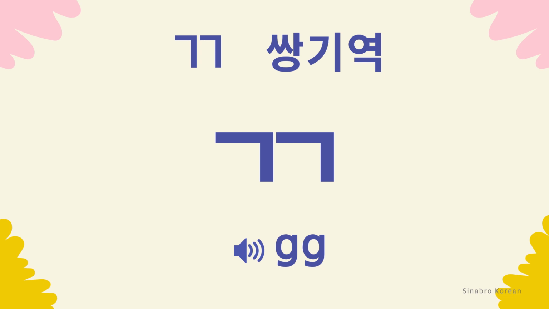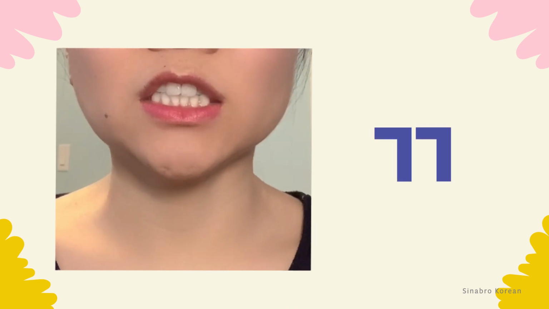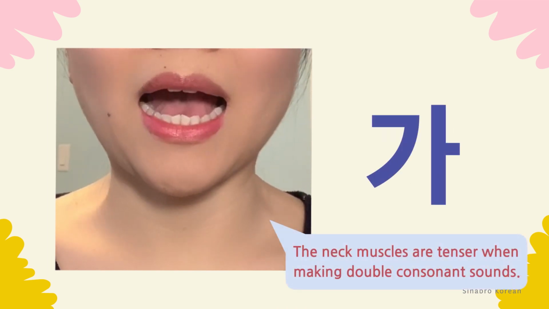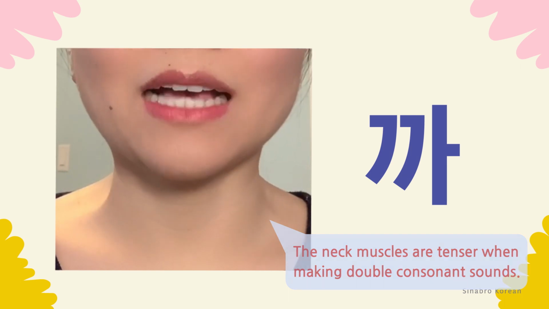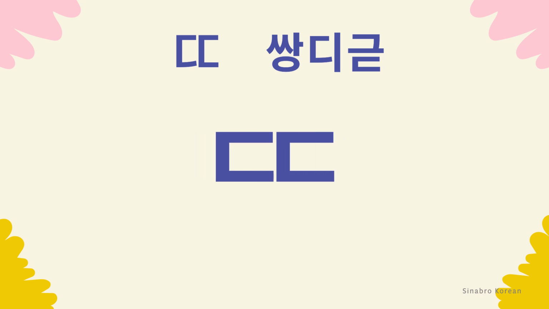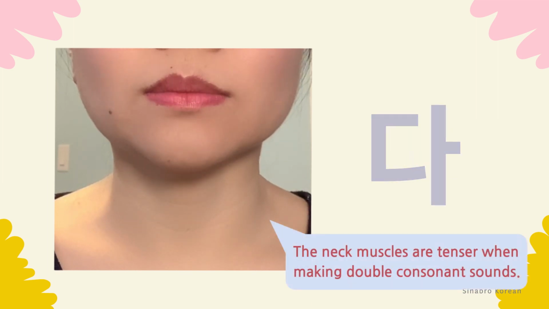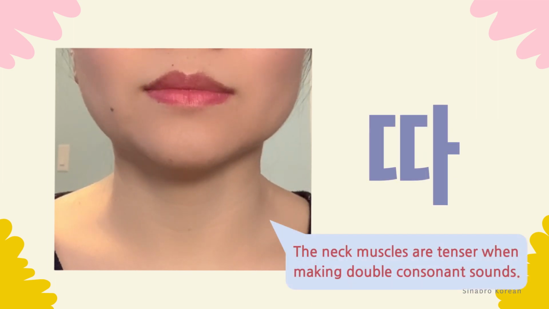Now let's compare the 기역 and 쌍기역. 그, 끄, 가, 까. The second double consonant is 쌍디귿. 2 디귿s are combined to make 쌍디귿 and produce the sound 뜨. Let's compare the 디귿 and 쌍디귿. 드, 뜨, 다, 따.